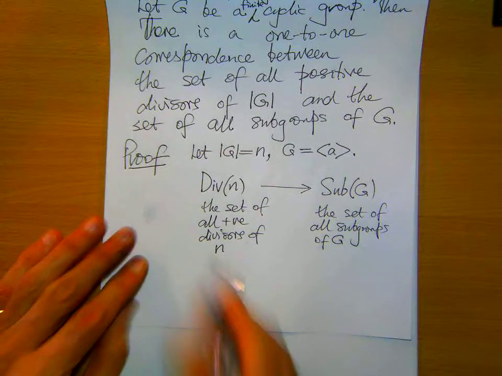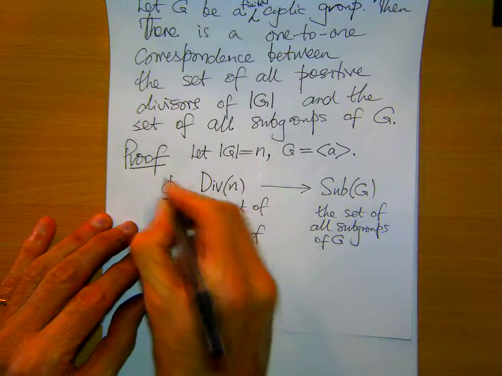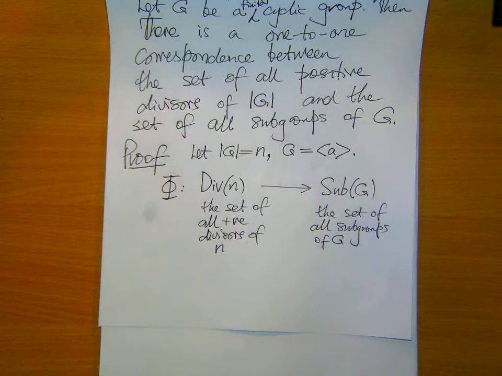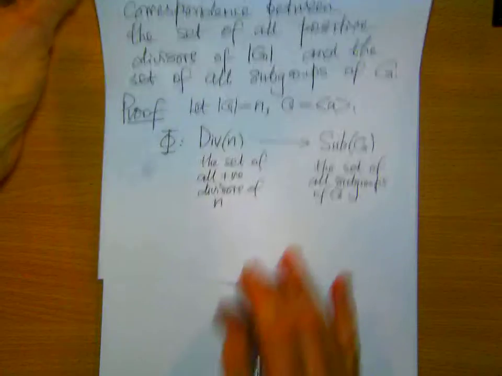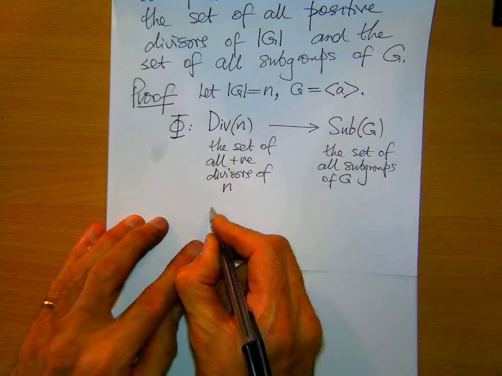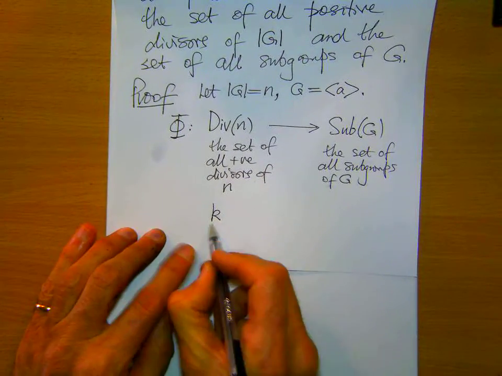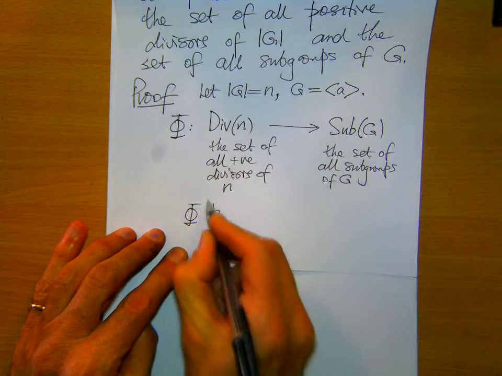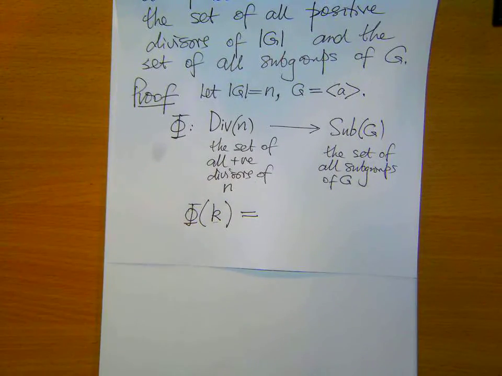And we'll give this bijection a name. Let's call it big phi. This is not standard notation, we'll just call it something. Big phi. So I'm going to take a divisor of n, and that's going to map to some subgroup.